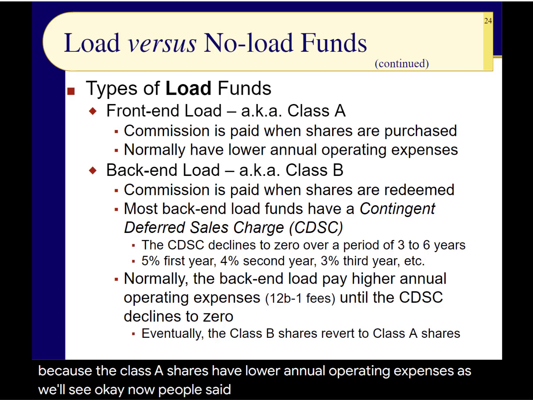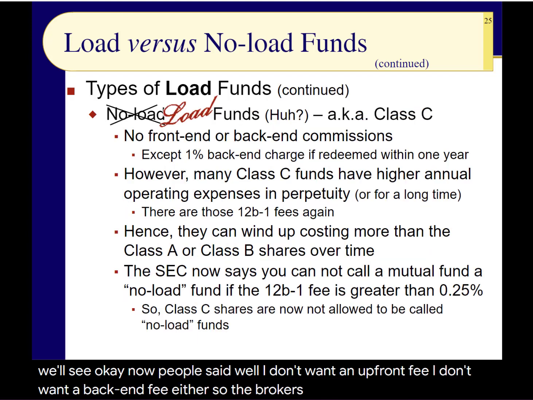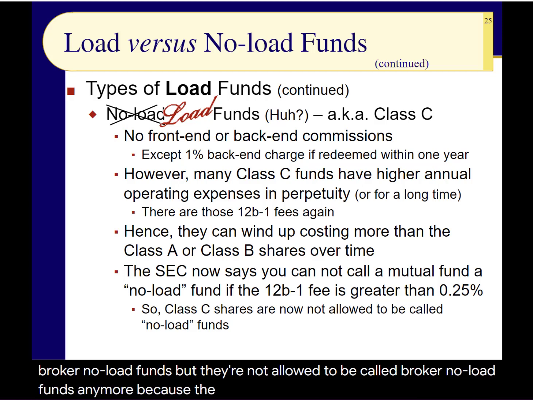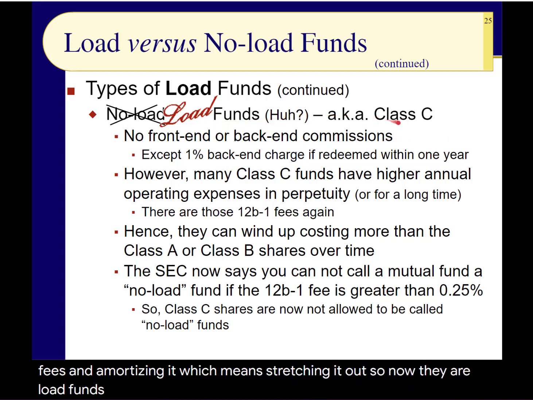people said, well, I don't want an upfront fee. I don't want a back-end fee either. So the brokers respond and we create broker no-load funds, but they're not allowed to be called broker no-load funds anymore because the SEC says what you're doing is simply putting the load into the 12b-1 fees and amortizing it, which means stretching it out. So now they are load funds. They are typically called the Class C shares.